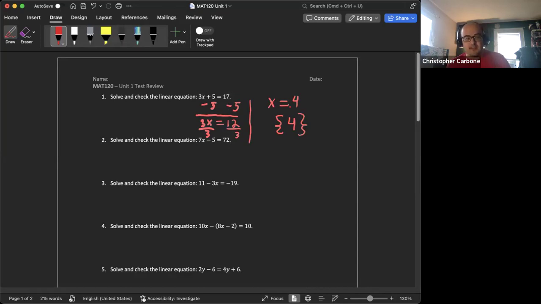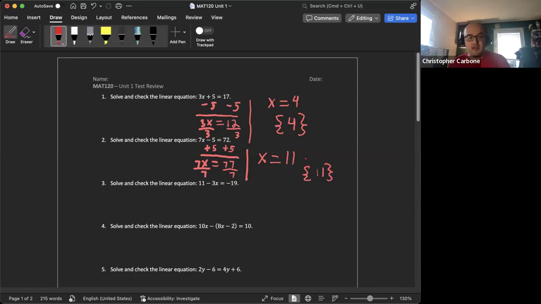The second one, 7x minus 5 is equal to 72. Again, we want to solve and check this linear equation. So you would first add 5 to both sides. So 7x is equal to 77. Divide both sides by 7 to get our answer of 11. And then again as a set, between those brackets with the 11 in the middle.